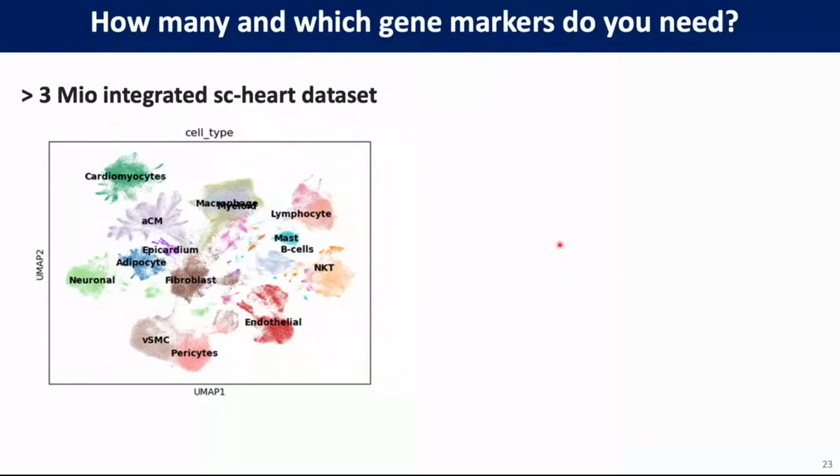But how best to design these panels, which I talked about? This is actually not a trivial task, but what we aim to do is really to generate a panel which could map out any sort of cell state or cell type that has been described in single-cell heart data, human single-cell heart data sets.